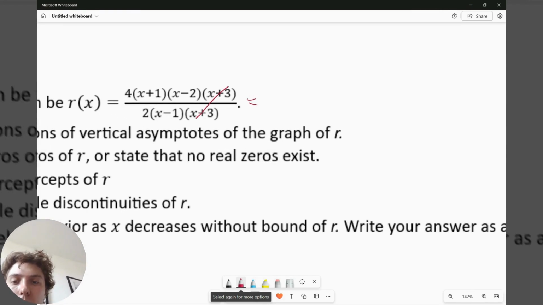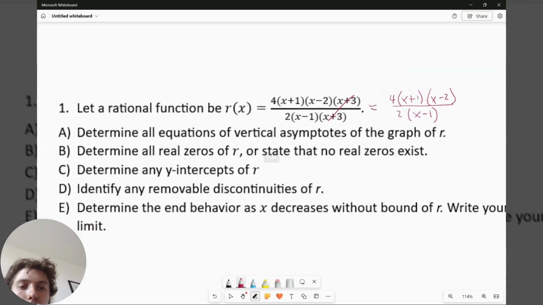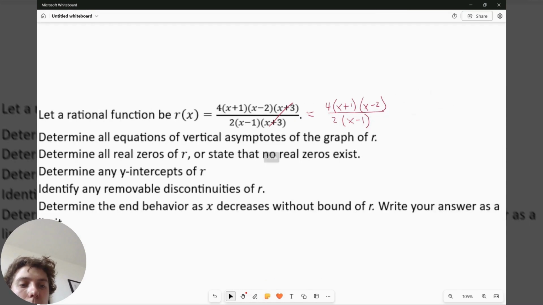So I notice the x plus 3's are going to go away, leaving me with the x plus 1 and x minus 2 on top, and just the x minus 1 on bottom. From there, determine the equations of vertical asymptotes. Remember, vertical asymptotes are just taking the bottom and setting that equal to 0. When you do that, you really only need the factors. I don't need just that number of 2 in front. If you do include it, you'd still get the exact same thing. Set it equal to 0 and solve. You should get x equals 1.